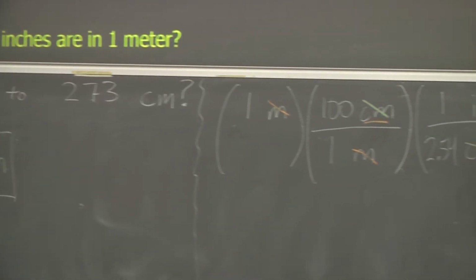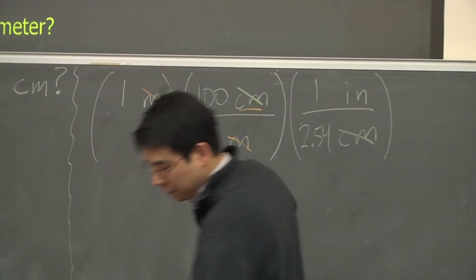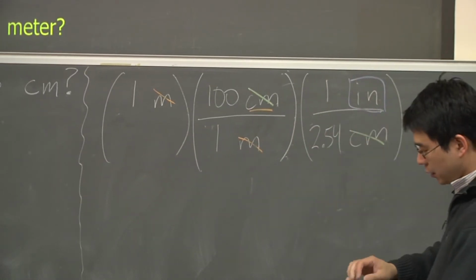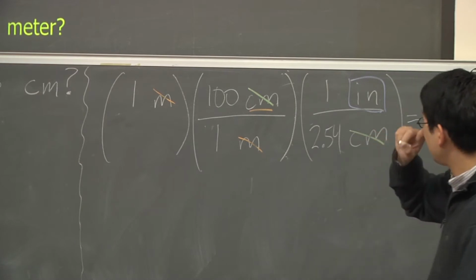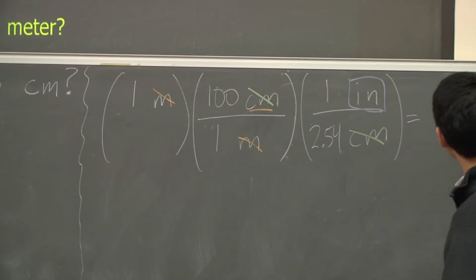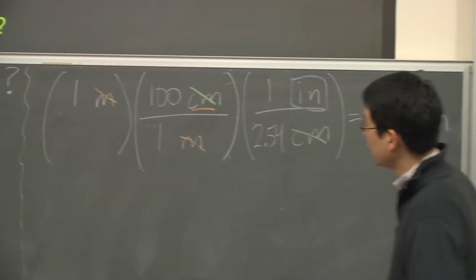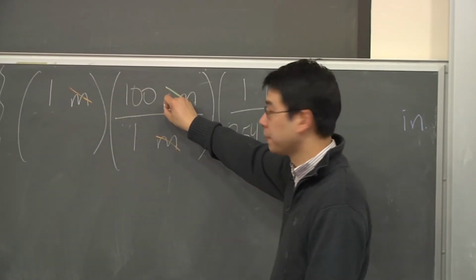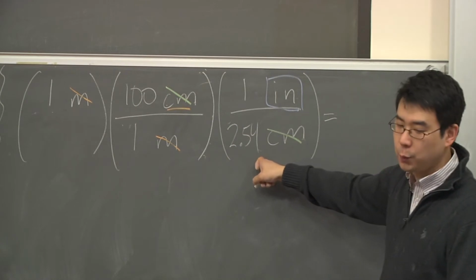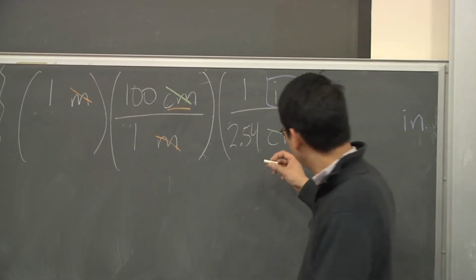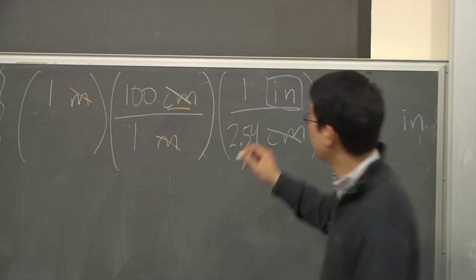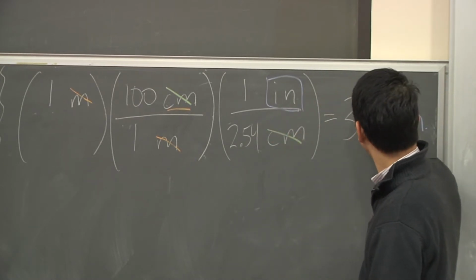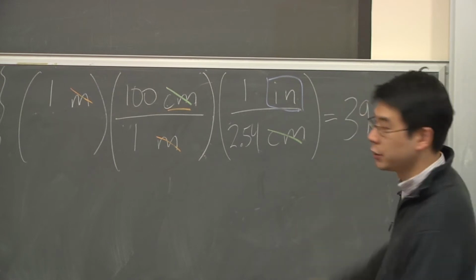Centimeters and centimeters cancel. What's left? Inches. So I haven't done the math yet, but I know the answer is going to be in inches. And when I do the math, it's 1 times 100 divided by 2.54. Right, and I happen to have done this calculation beforehand, and I get 39.4 inches.